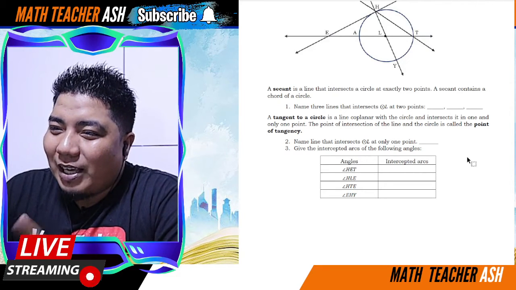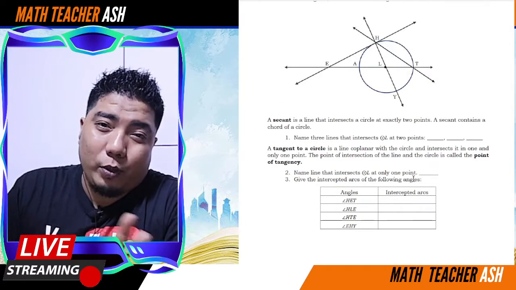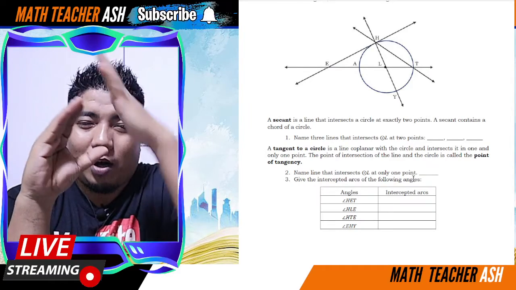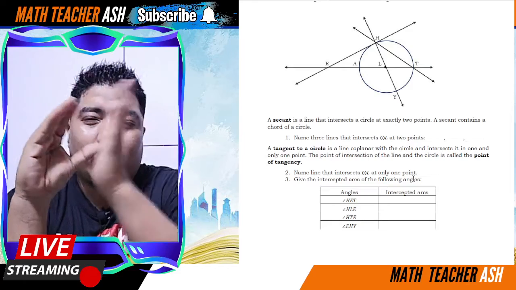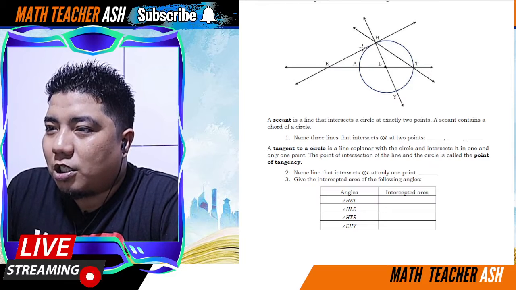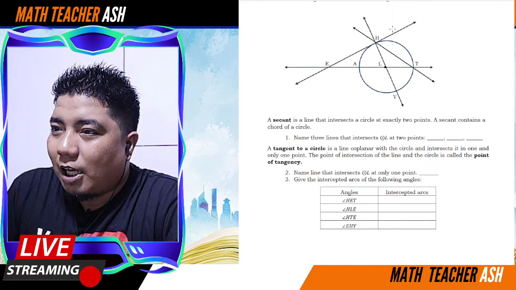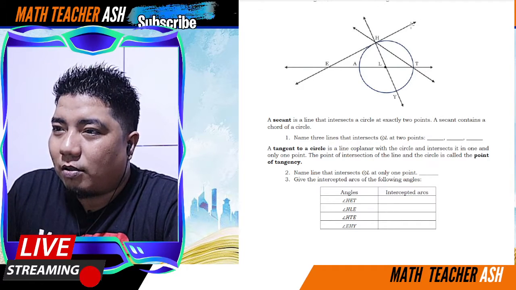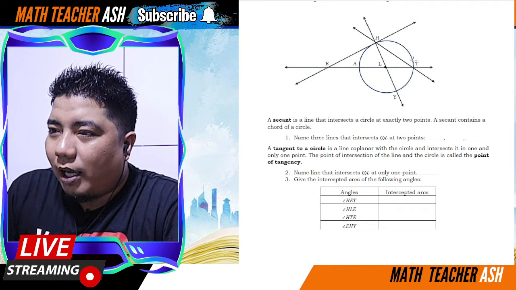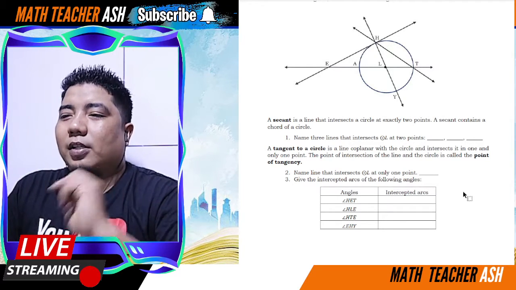So next, we have give the intercepted arc of the following angle. So intercepted arc. Of course, we know that if this is your angle, yung curve or yung arc dito na part ng circle, that is what we call the intercepted arc. Okay, so let's check. Angle HET. Okay, so meron siyang 2 intercepted arc. Sir Ash, bakit 2? So, kindly check my arrow, ha? HET. So, 2 kinakain niya. Ano yon? Itong arc HT at arc HA. Ayan, ito yan.